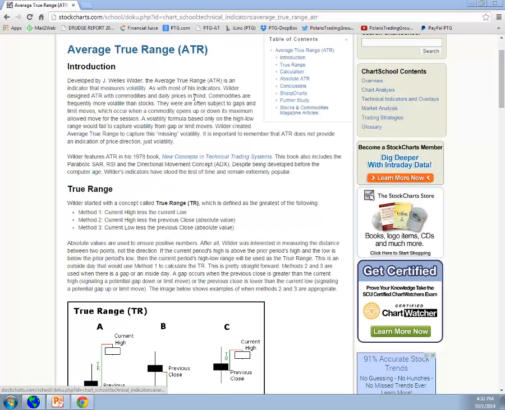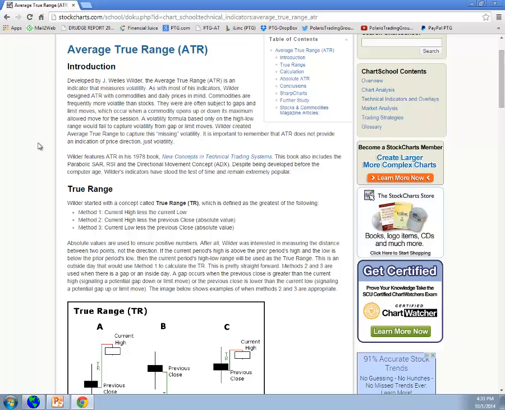Okay, so what I've done is I've pulled in the definitions of average true range, and this is taken from stockcharts.com. If you'd like, I'll copy that over to you guys in the chat, and that way you can zoom into that website. But simply, this is a volatility measure. It was created by Wells Wilder, and he's a very good technician and mathematician.